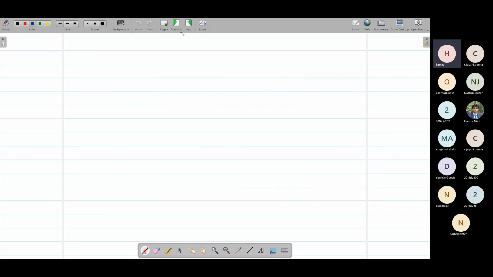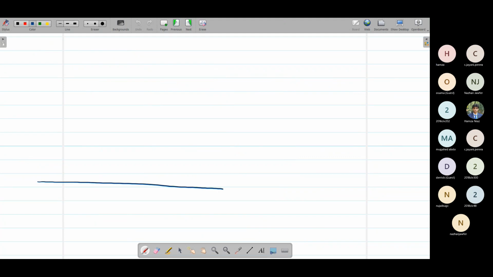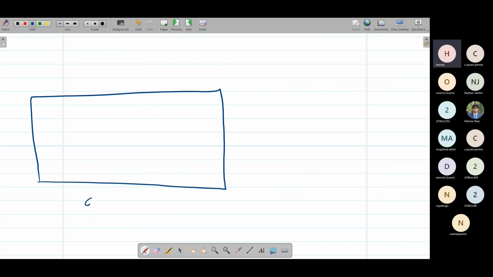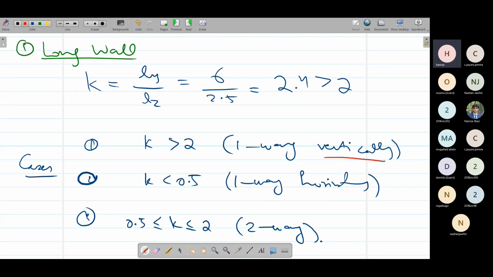What does this mean, one way vertically and horizontally? For example, we have in this case 6 meter width and 2.5 meter height. So we have this kind of wall, 6 meter is its width, 2.5 is its height. This is the long wall. The span of any slab is always the shorter dimension. So our span is in this way, in this condition vertical. That is why we are saying that it is a one-way slab vertically.